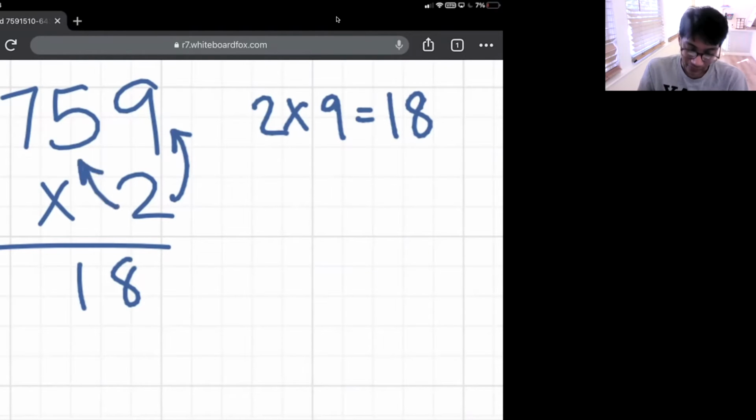We got 2 times 5, right? So because we got to do 2 times 5, remember, this 1 is taking up someone else's spot. So we got to take him out.